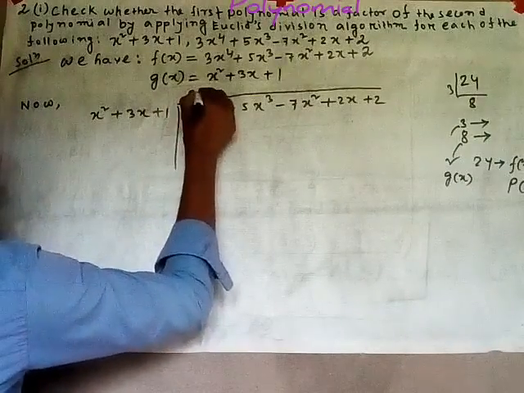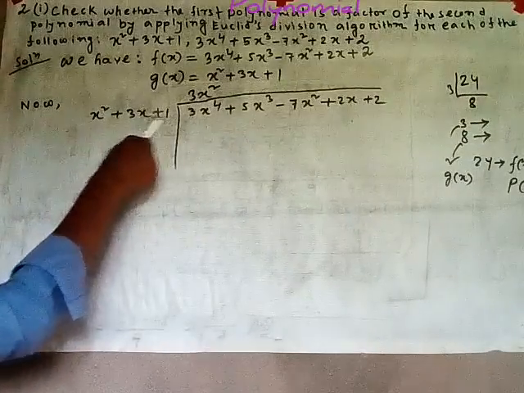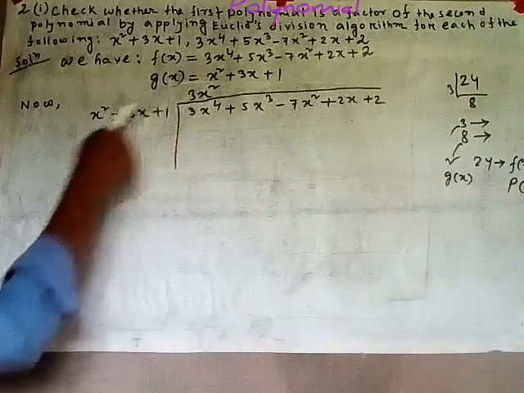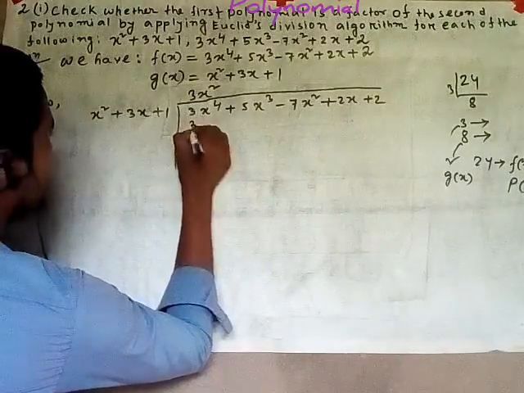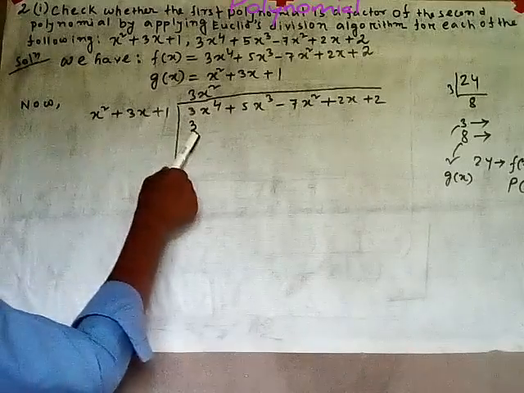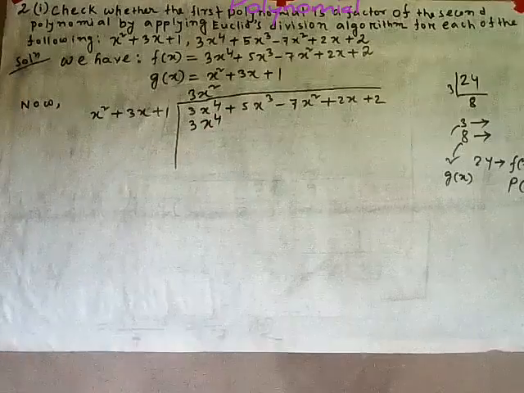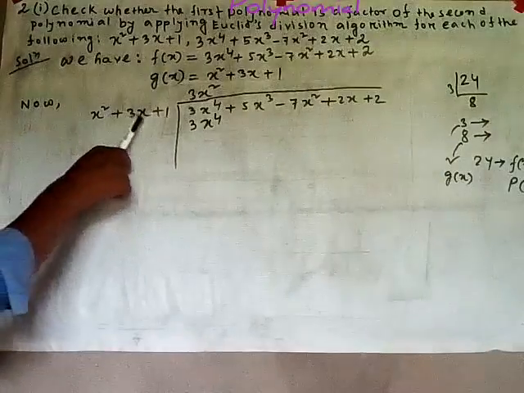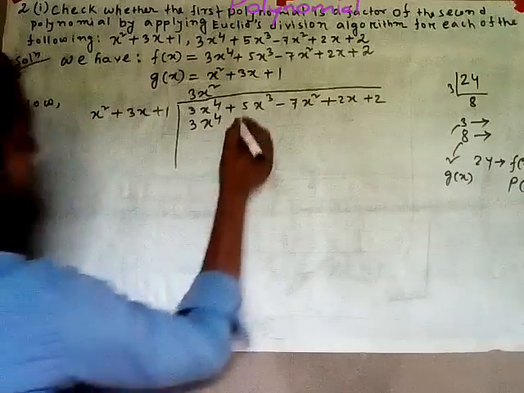So 3x square, if you multiply with this part, what will come out? Try to understand. 3 into x square means 3x square only. So 3 into 1, 3. Then x square into 3x square, it means 3x to the power 4. Then 3x into 3x square, 3 into 3, 9.